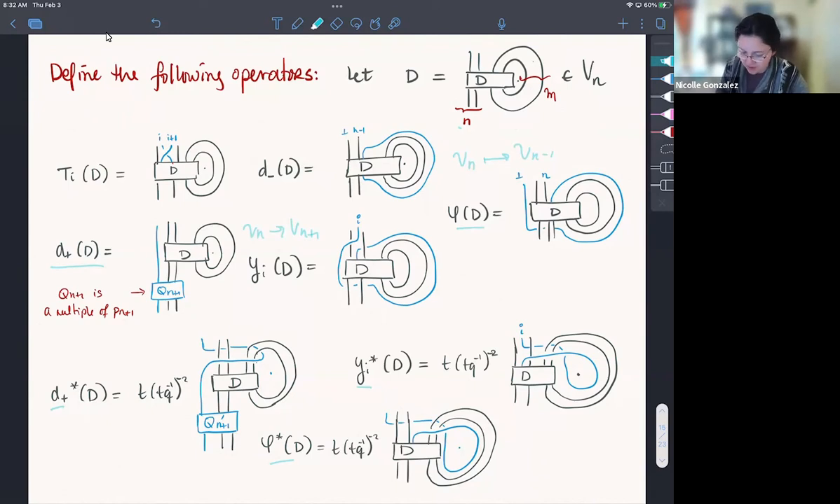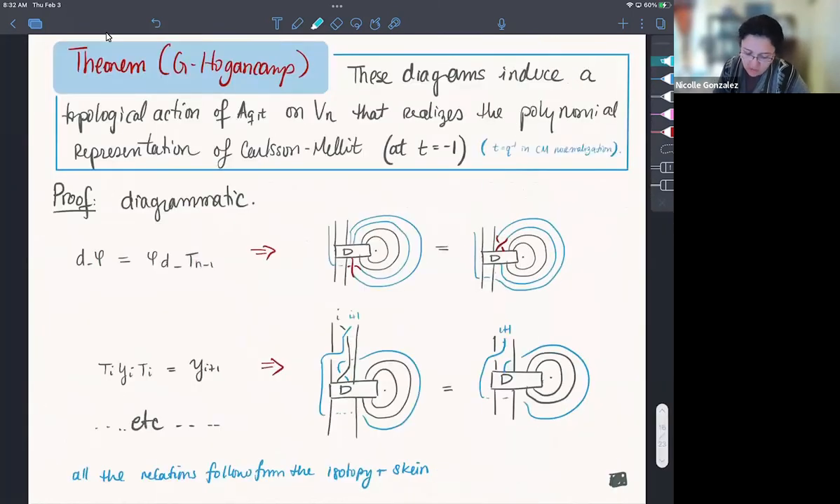Okay. And so then with that in hand, we have our first theorem, which is that these diagrams really do induce a topological action of Aqt on this vector space that realizes the polynomial representation of Carlsson-Mellit. This first action that I talked about. And really, I should point out that this is when we specialize t at minus 1.